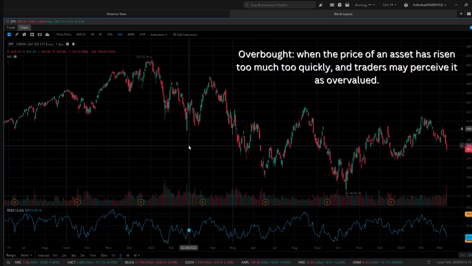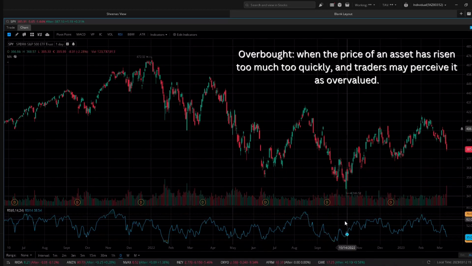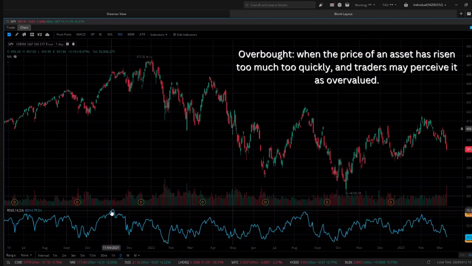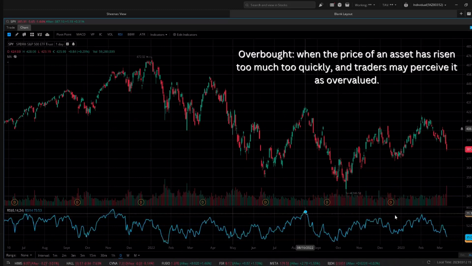Overbought basically means that the price of a stock or an asset has risen too much too quickly, and traders may look at it as overvalued. This can be seen on the indicator when it rises above 70. And as you can see, it doesn't do it often, but every now and then you'll see it dip above 70 here. It did it here, it did it here, and it kind of tapped it here.